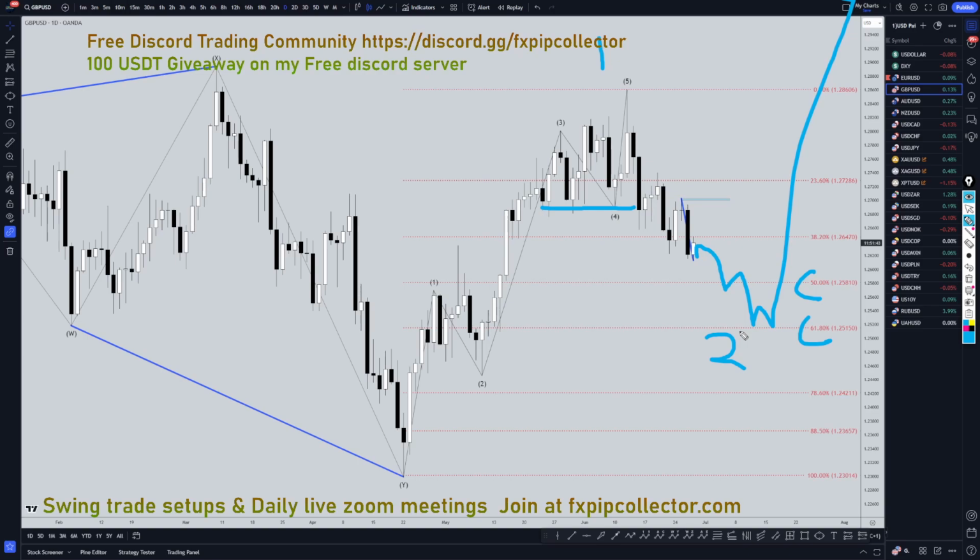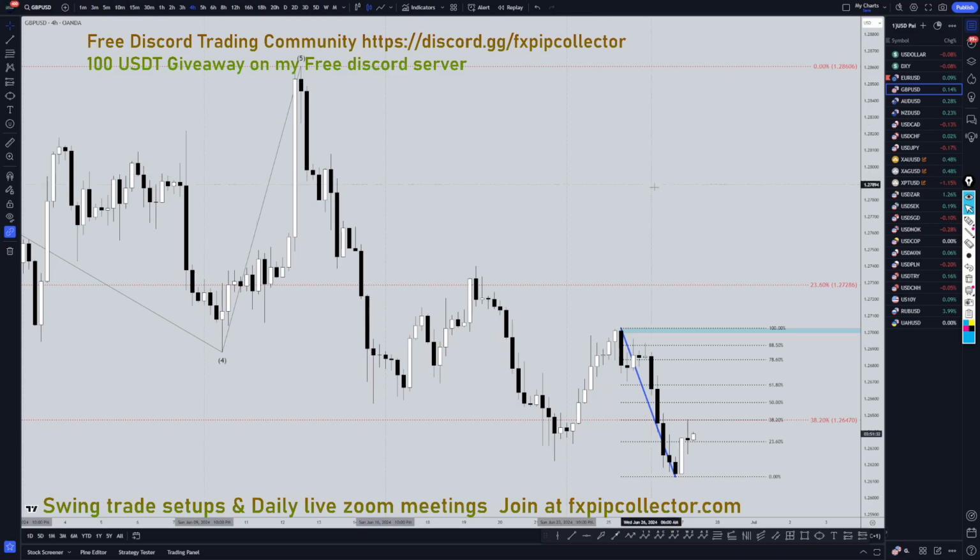Especially with the fact that we don't really have a whole lot of dollar news this week, I think we're more likely to continue to correct for maybe a week or two before we actually do go up for that wave 3. So keeping all that in mind, let's take it down to the 4 hour time frame.